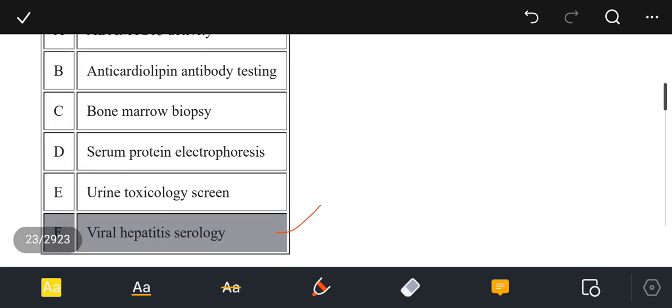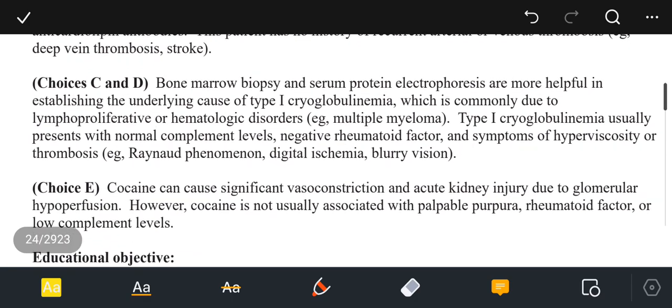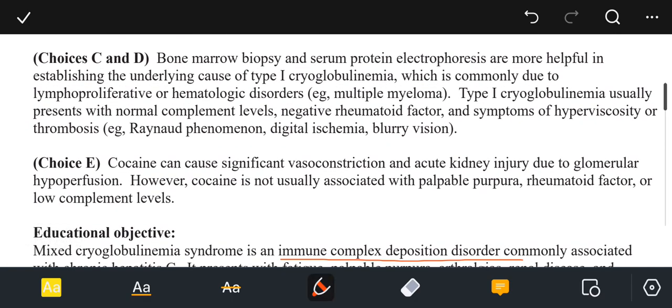The choices C and D, which were bone marrow biopsy and serum protein electrophoresis, were not the option of choice because bone marrow biopsy and serum protein electrophoresis are more helpful in establishing the underlying cause of type 1 cryoglobulinemia, which is commonly due to lymphoproliferative or hematologic disorders like multiple myeloma. Type 1 cryoglobulinemia usually presents with normal complement levels, negative rheumatoid factor, and symptoms of hyperviscosity or thrombosis like Raynaud phenomenon, digital ischemia, and blurry vision.